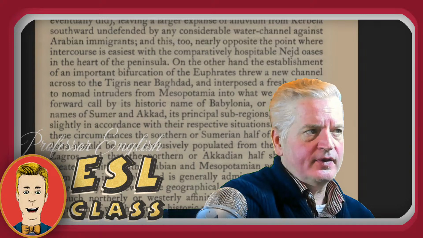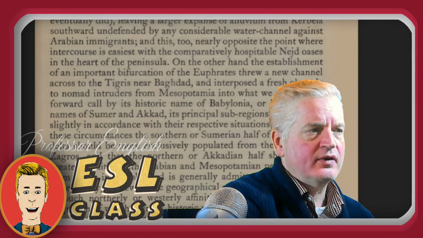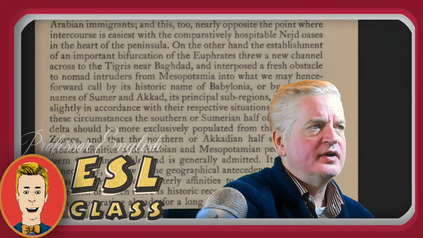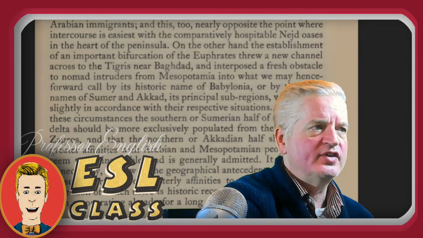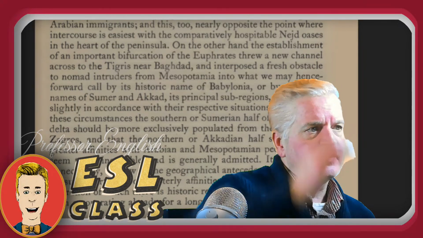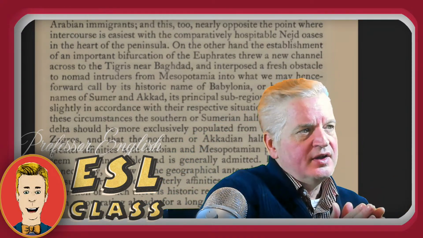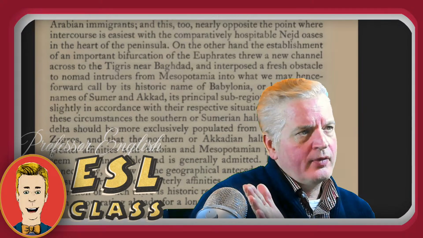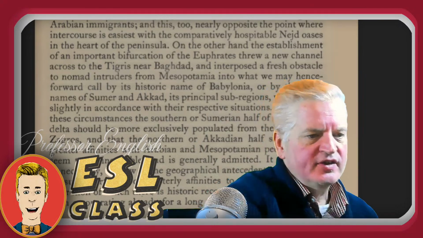This too nearly opposite the point where intercourse is easiest with the comparatively hospitable Nejd oasis in the heart of the peninsula. On the other hand, the establishment of an important bifurcation of the Euphrates through a new channel across the Tigris near Baghdad. So I guess the river divided into two near Baghdad.